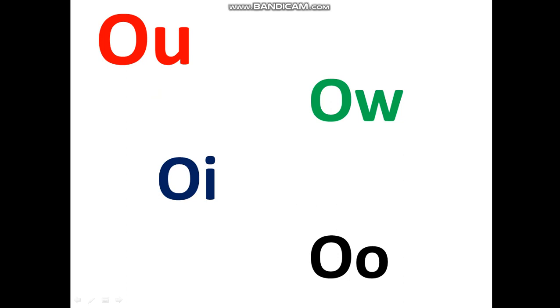Okay, let's read one more time. The red color sound is ow. The blue color sound is oi. The green color sound is ow. The black color sound is oo. Okay, I hope you all remember all these sounds. Let's go and see the examples all together. The first one, teacher wants you all to read with teacher again about sound ow.